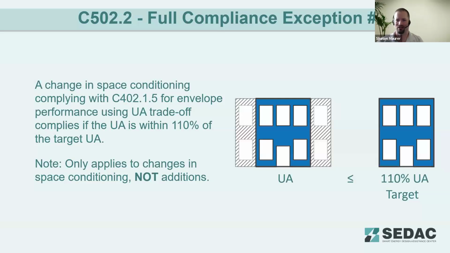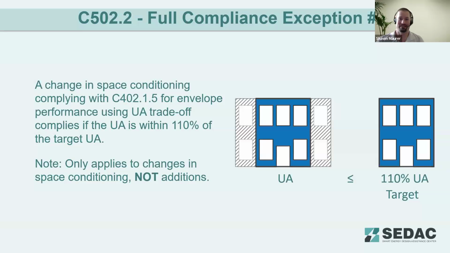The first exception here is if you're looking at the envelope of the building, you can comply through the envelope using the UA trade-off methodology in C402.1.5. But it allows you an extra 10% beyond the code. So you can be 10% worse performing, accounting for there are connections to the existing envelope.